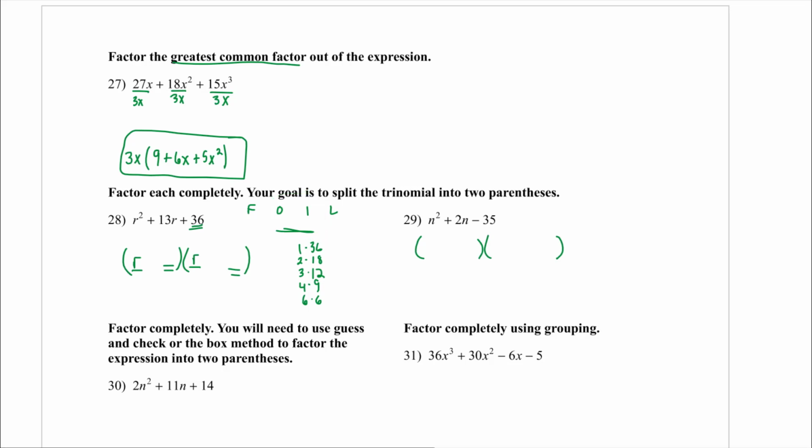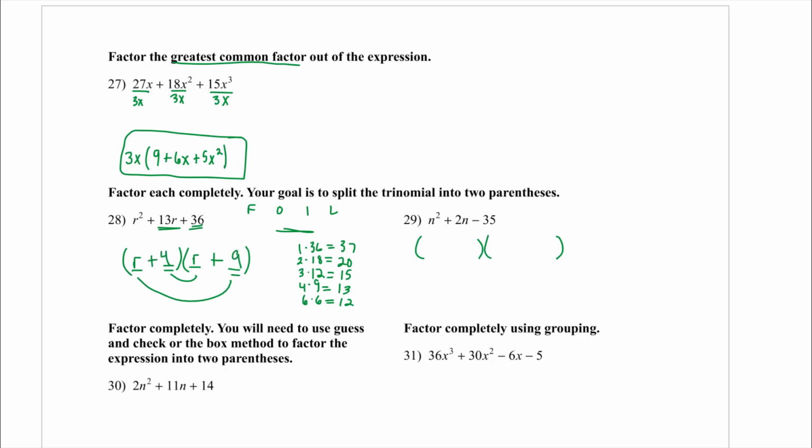We look at the outer and inner terms here, and we say, I need these numbers to add to get 13, and they would have an r with them if we do r times this and r times this. So which of these pairs adds to get 13? Let's see, 37, 20, 15, 13, and 12. So we want to put plus 4 and plus 9.